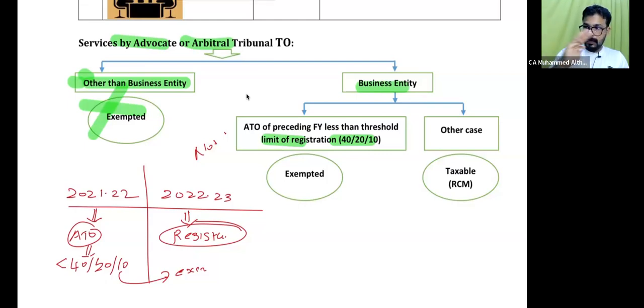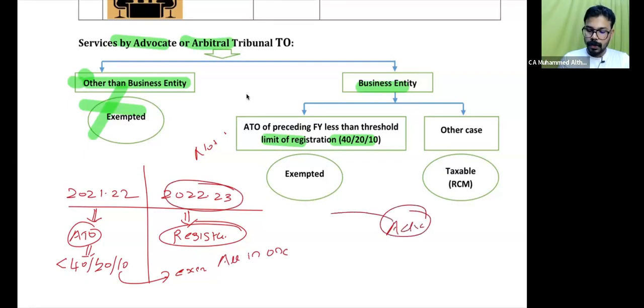So here you have to understand this. We are in 2022-23. In 2022-23, All-in-One partnership firm is registered. Fine. And the advocate is providing services in 2022-23 to All-in-One partnership firm, a registered business entity. This is not a matter of concern. This you should not check.